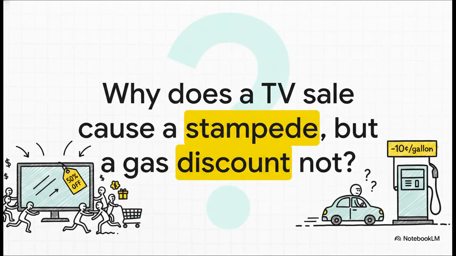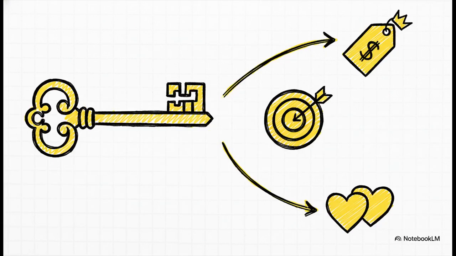So let's just jump right in with a question. You've all seen this, right? A TV goes on sale for 50% off, and suddenly there are lines around the block. It's a stampede. But what happens when your local gas station drops its price by a few cents? You probably don't detour to fill up 10 extra gas cans. So what gives? Why is our reaction to these two discounts so completely different? Well, the answer, in one simple word, is elasticity.